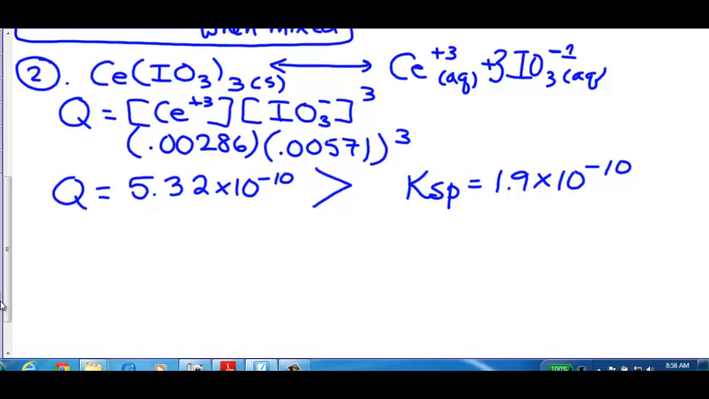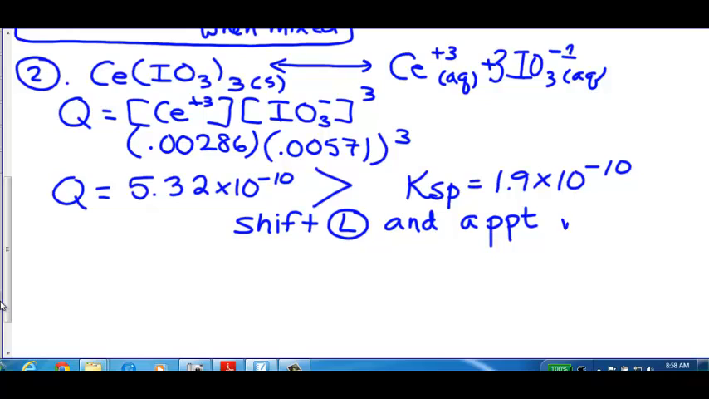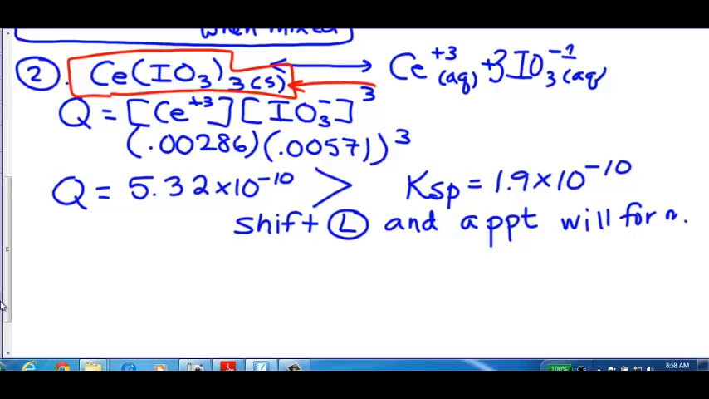So that dissolution reaction will shift left and a precipitate will form. Because if this reaction shifts left, up here, you're going to generate more cerium iodate. Okay? Those are the basics.